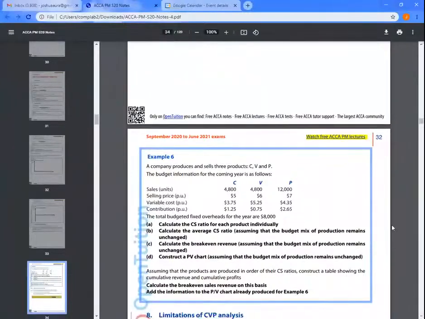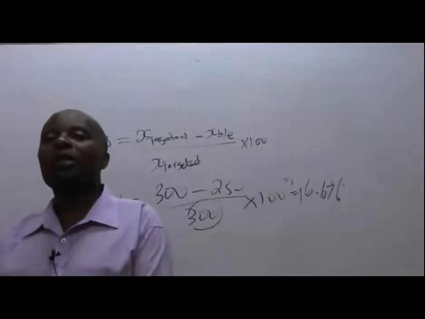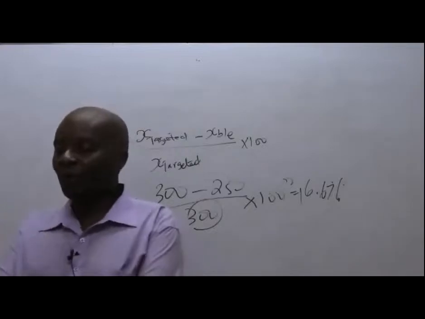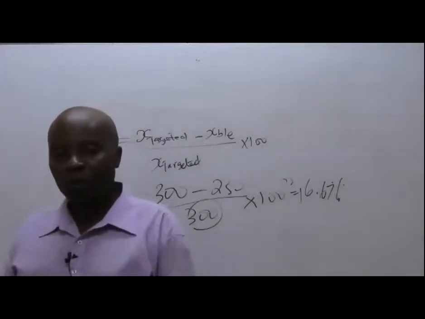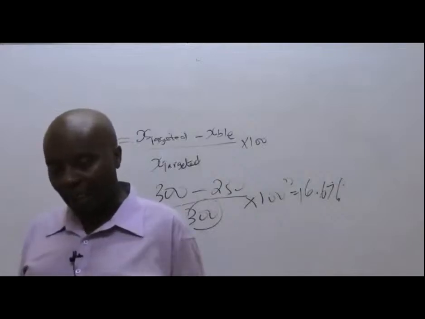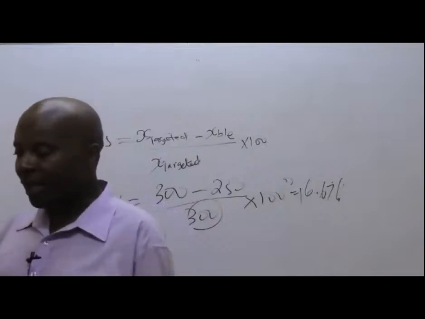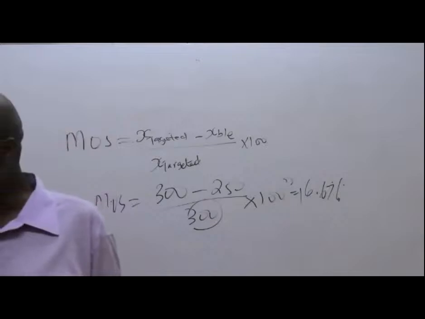Now mention there, CVP analysis, multiple products. So the question will be, how about organizations that are selling many products? How shall we be handling them?